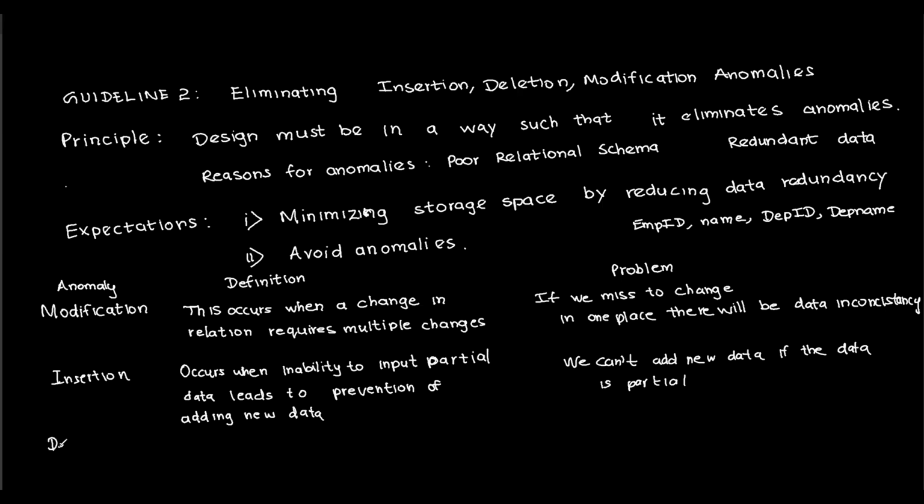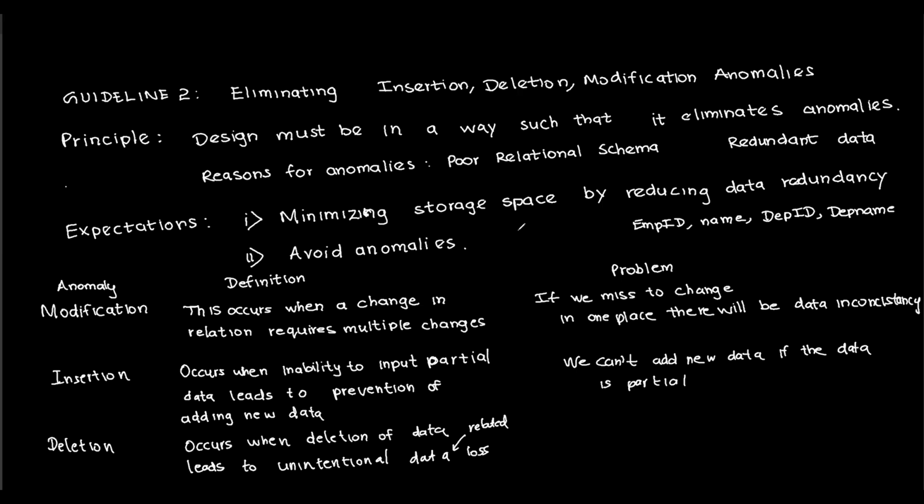And then we have finally deletion anomaly. This occurs when deletion of data leads to unintentional, related data loss. So what will be the problem? Well, our original data will be gone.